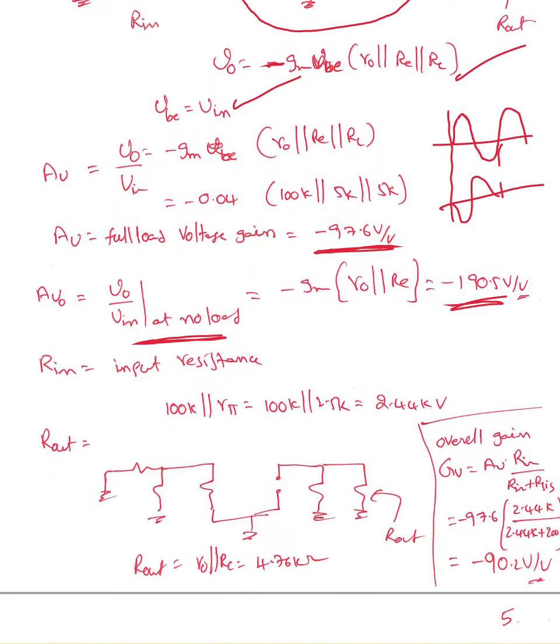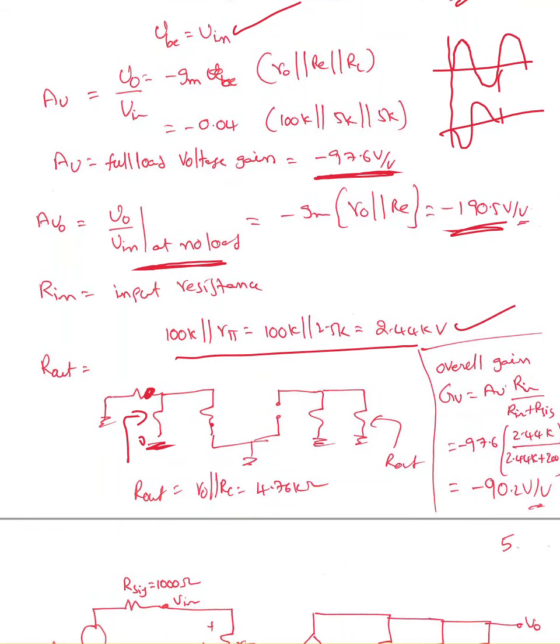Input resistance. Input resistance is looking at the circuit from the input terminals. Here I have to look from here without the source, so I can clearly see that these two are in parallel. That's how I end up with the input resistance.